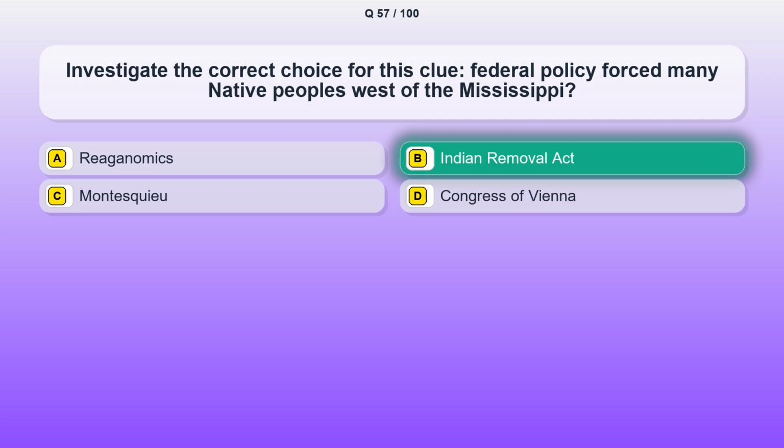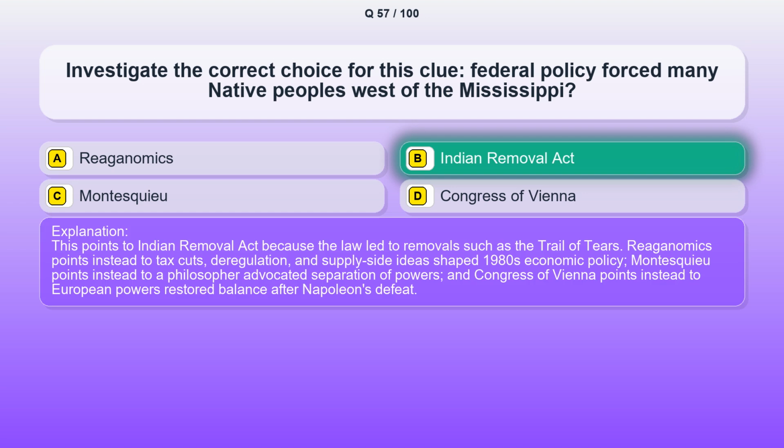The correct answer is option B, Indian Removal Act. This points to Indian Removal Act because the law led to removals such as the Trail of Tears. Reaganomics points instead to tax cuts, deregulation, and supply-side ideas shaped 1980s economic policy. Montesquieu points instead to a philosopher advocated separation of powers, and Congress of Vienna points instead to European powers restored balance after Napoleon's defeat.